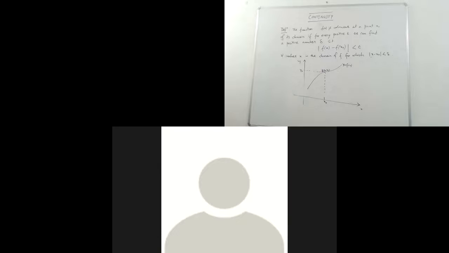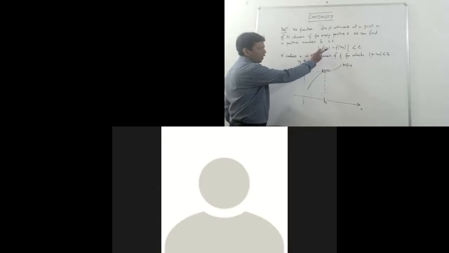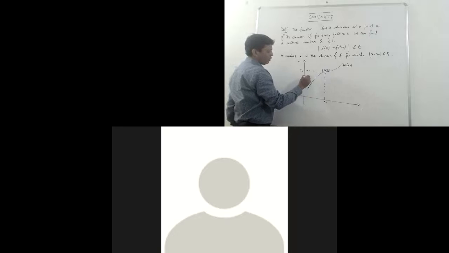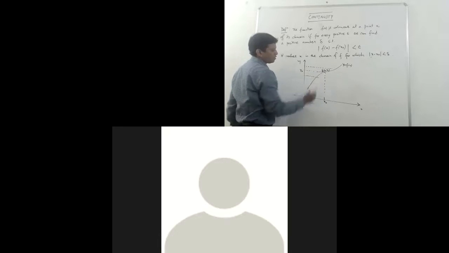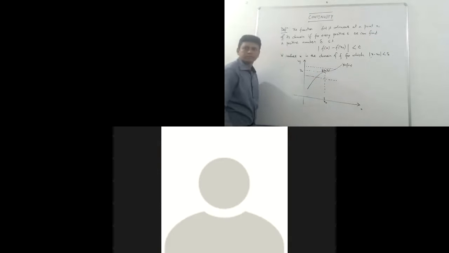Am I clear? If you draw a horizontal line, it will cut the curve, and from there, if you draw the perpendicular, that will be x naught, according to the coordinates. Now, what is your y naught minus epsilon? I will choose a horizontal strip. This is your y naught minus epsilon, this is your y naught plus epsilon. This is your horizontal strip.